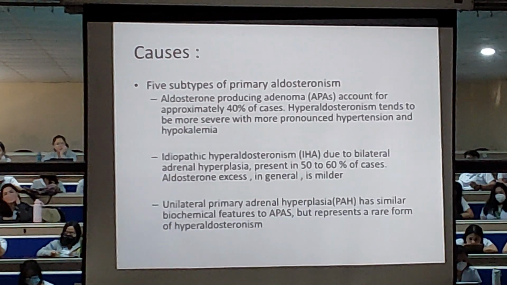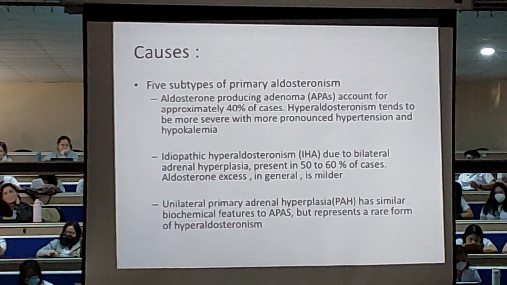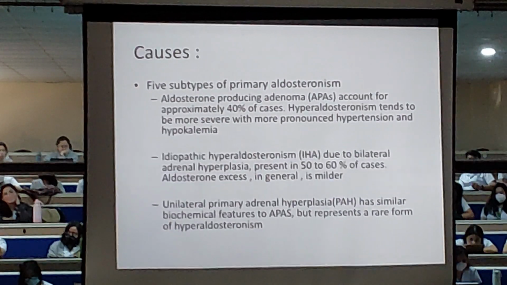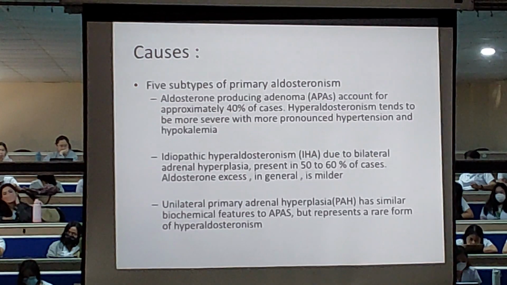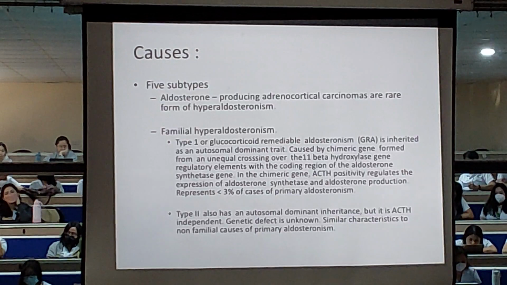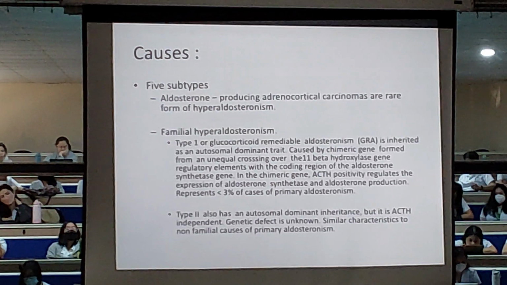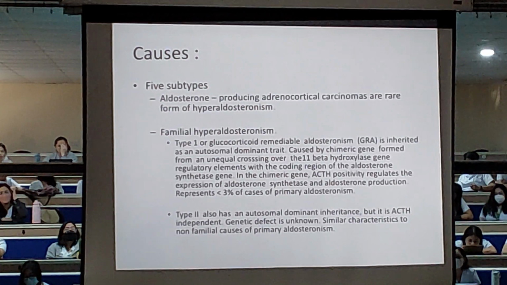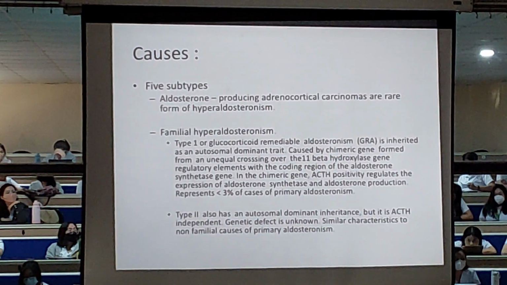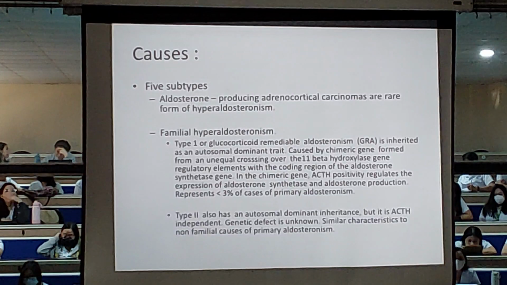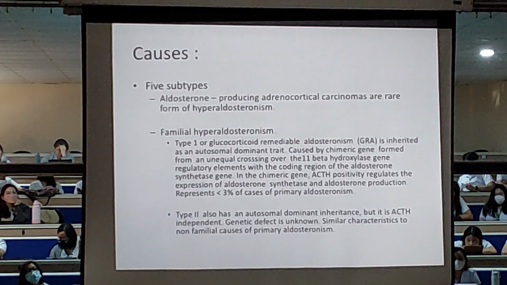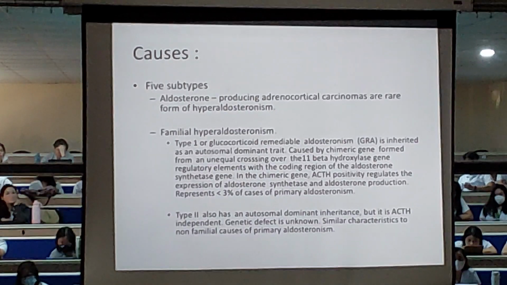Another one is unilateral primary adrenal hyperplasia. This has similar biochemical features to APA, but it represents a rare form of hyperaldosteronism. The other subtype is aldosterone-producing adrenocortical carcinoma. This is also a rare form of hyperaldosteronism. The fifth one is familial hyperaldosteronism. It is classified into type 1 and type 2.